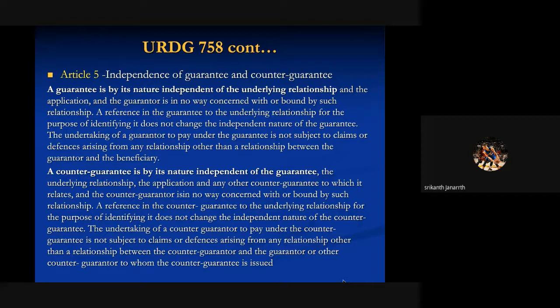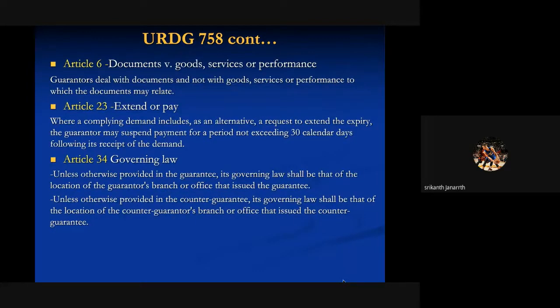You can bind somebody to deliver. You better deliver this. If you don't deliver, I'm going to claim it. So you can always bind the person by taking a guarantee to ensure that the other party is delivering what is expected. So it's an independent nature for both a guarantee and a counter guarantee. Both are independent in nature. That is what this article explains. I'm just going through these articles for you to have a basic idea. Article 6 says documents versus goods and services or performance.